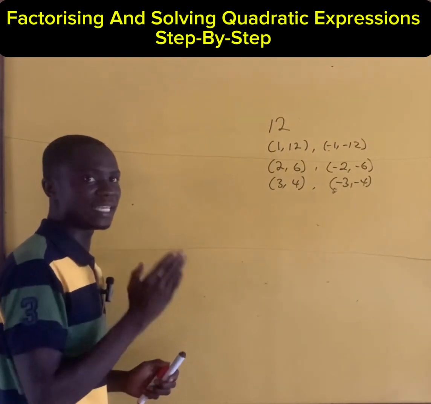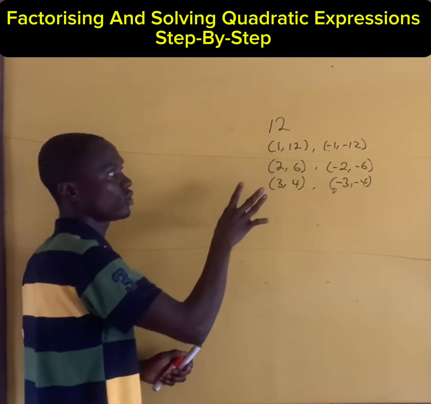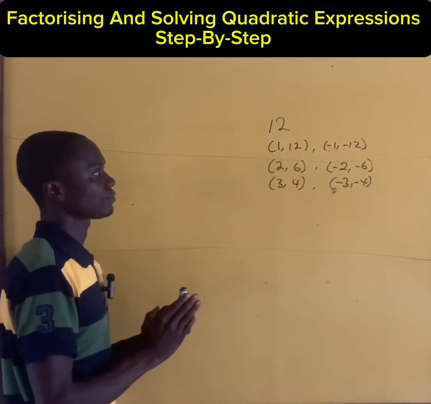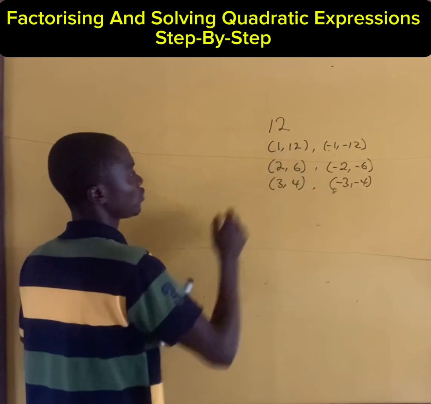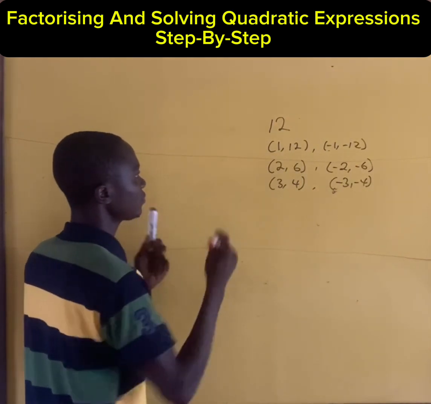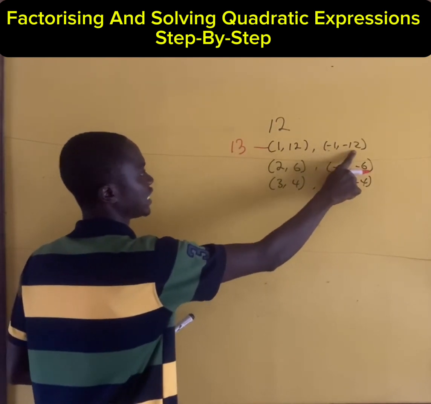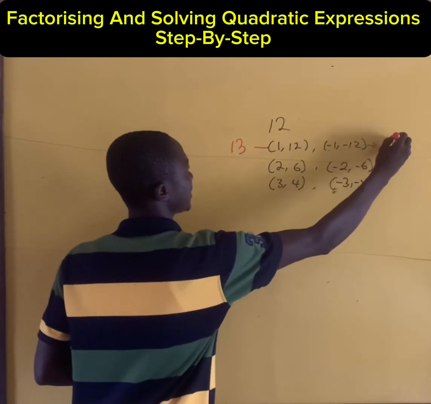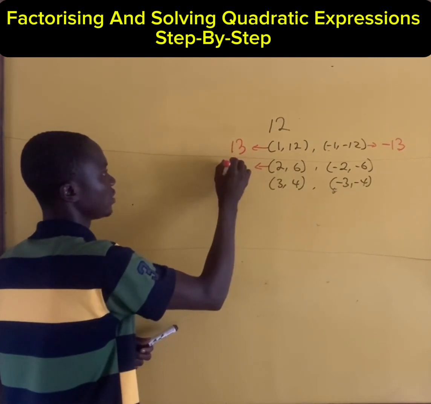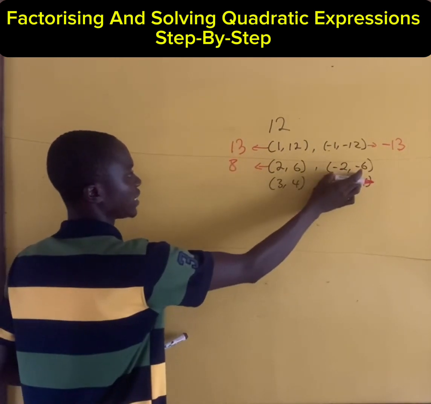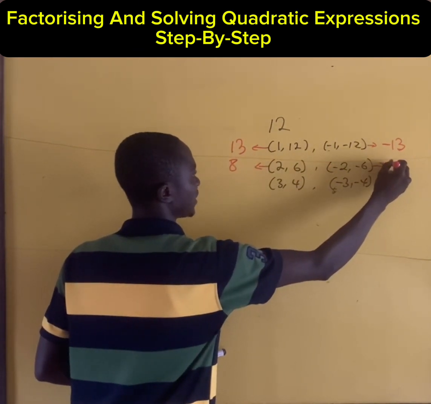We are interested in the pair of numbers that will multiply to give us positive 12. We don't care whether it is negative or positive. The reason is that if I take the first pair, 1 plus 12 will give me positive 13. If I consider this one, negative 1 plus negative 12 will give me negative 13. If I consider this, 2 plus 6 will give me positive 8. If I consider this, negative 2 plus negative 6 will give me negative 8.